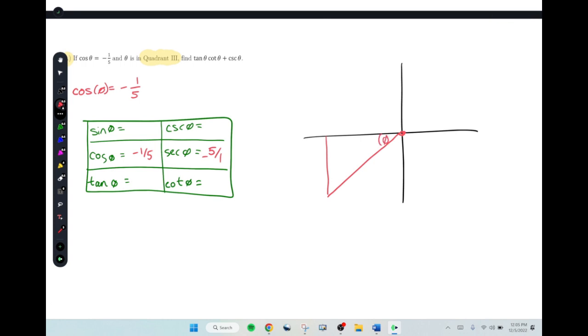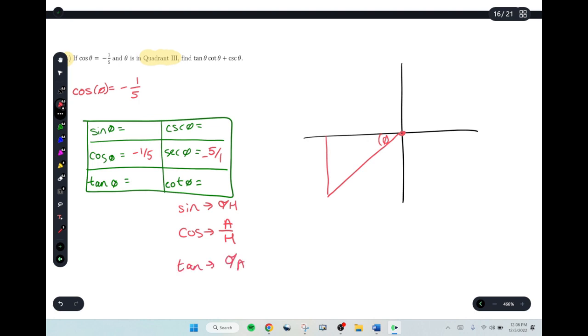What cosine stands for: cosine stands for adjacent over hypotenuse, which I guess it's worth saying the whole SOHCAHTOA thing. Sine stands for opposite over hypotenuse, and tangent stands for opposite over adjacent. So the cosine populates our triangle with a negative 1 and a 5. Does it make sense for the cosine to be a negative 1?